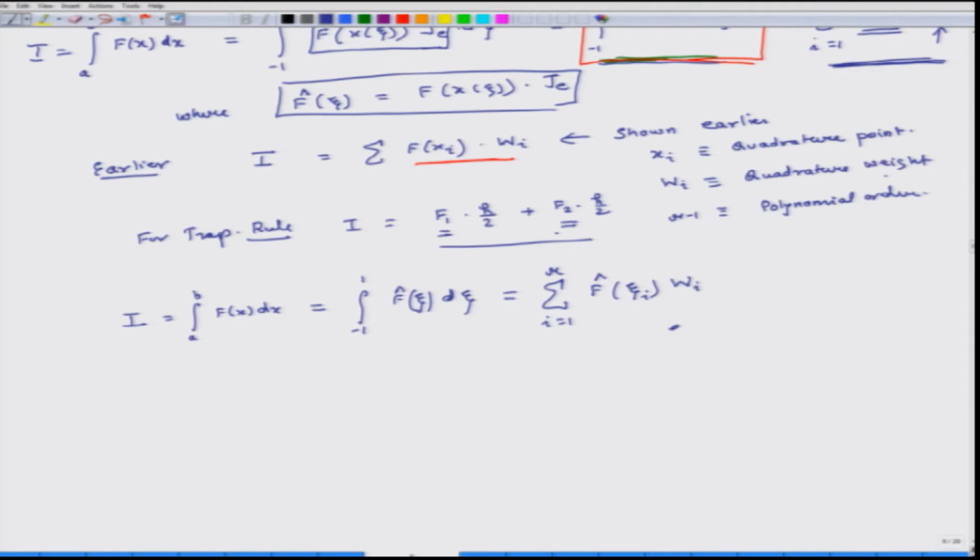So, here zeta i is the ith quadrature point, f hat of zeta i is the value of f hat at zeta i, and Wi is the quadrature weight.